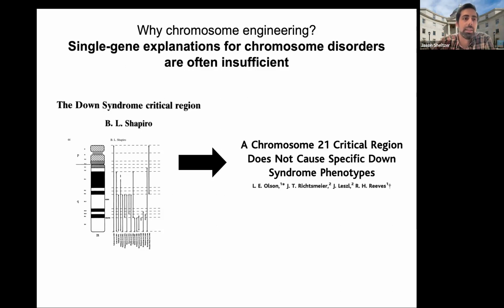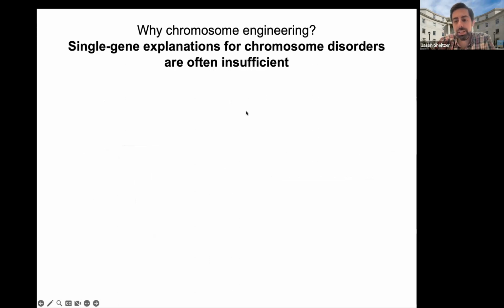So while we are in the infancy of studying chromosome 8p and how 8p rearrangements affect different individuals, by looking at the historical example of Down syndrome, I think we have a clear case of single gene explanations being insufficient to account for the behaviors that are seen in individuals with Down syndrome. And while we are in the very early stages of studying 8p disorders, I think that we have another example of how single gene explanations are insufficient for chromosome 8p as well.